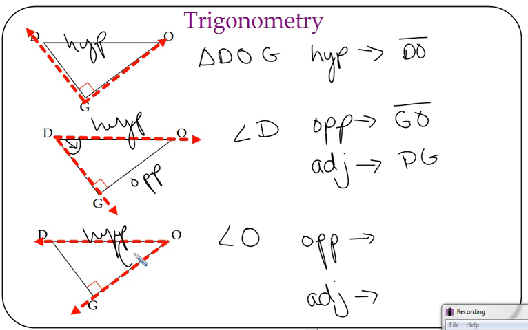Okay, opposite of angle O. Here's angle O. Opposite is DG. Adjacent must be the other one, which is GO. They have the same endpoint.